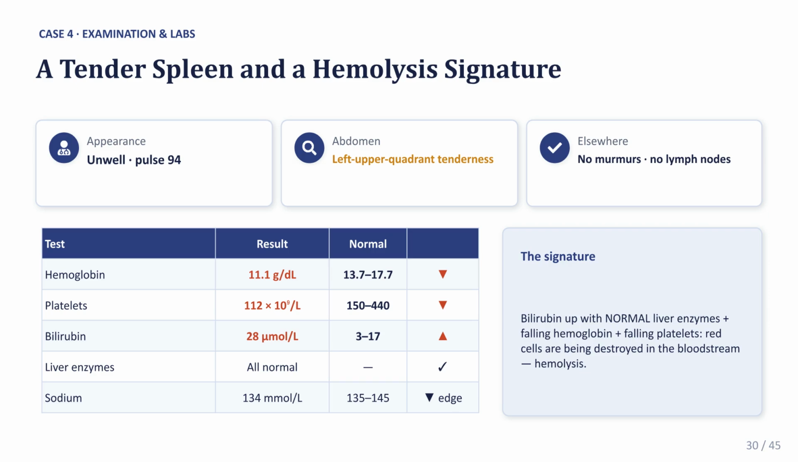Examination reveals a tender spleen, which is a key physical finding in this context. His labs show falling hemoglobin and platelets, paired with elevated bilirubin but normal liver enzymes. This is a hallmark of hemolysis. Blood cells are being destroyed. This combination in a returning traveler requires immediate investigation for malaria.